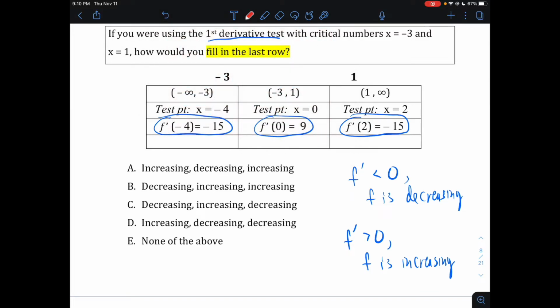So in this case, we see at -4, the first derivative is negative, so we get decreasing. And then at x equals 0, the first derivative is +9, so we get increasing. And then finally, at x equal 2, the first derivative is -15, so we get decreasing. So our answer here is C.